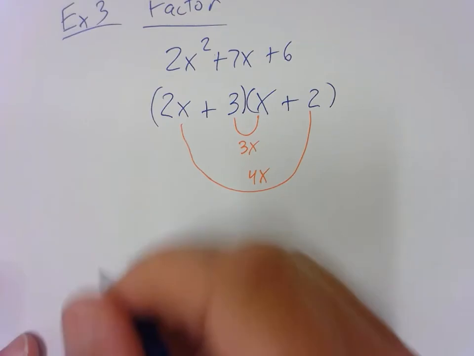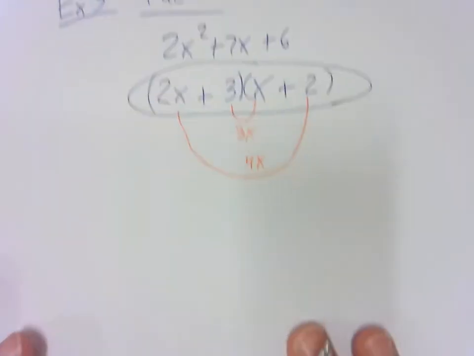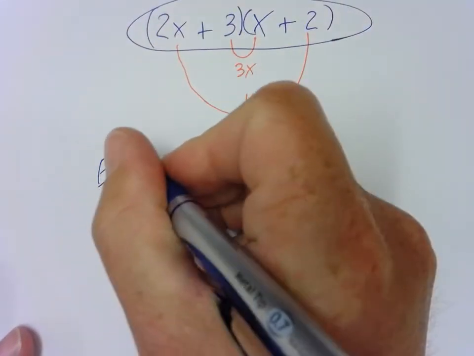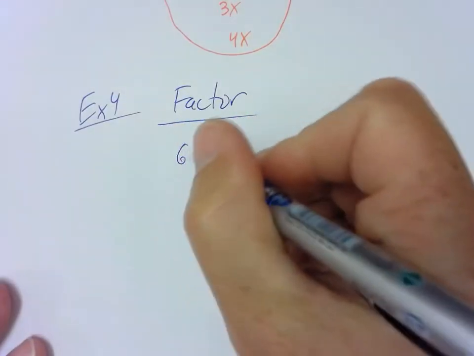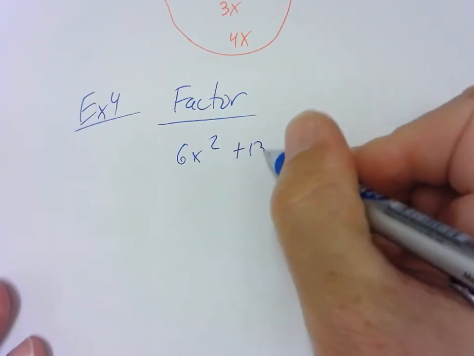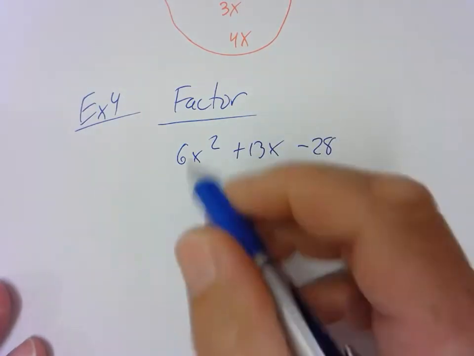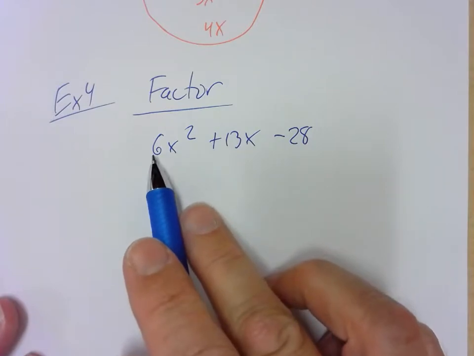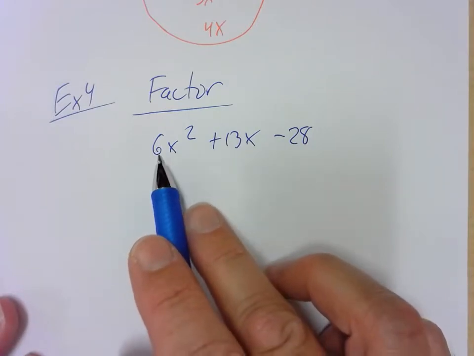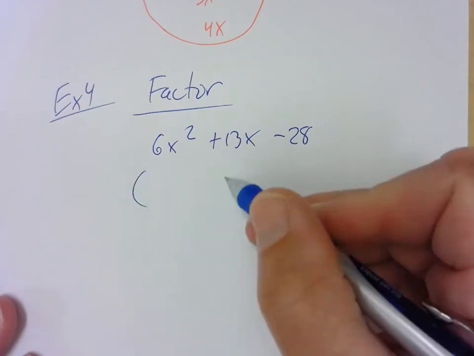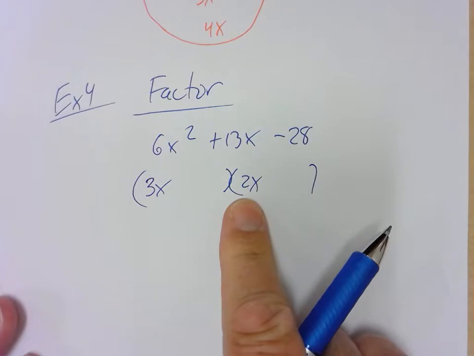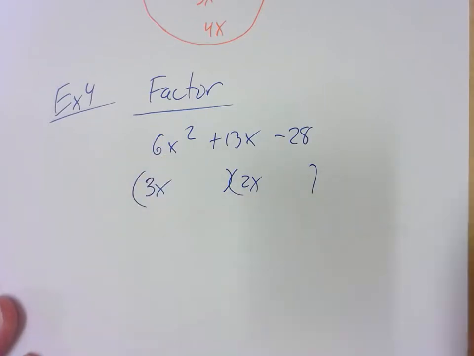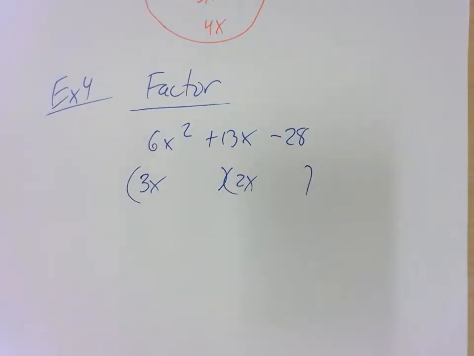All right. Number, and again, this is the answer. Example 4, factor. And this one's going to be 6x squared plus 13x minus 28. Now, this one here is not a prime number. So we have choices for this, and just for the sake of speed, it's 3x and 2x. It could be 6x and 1x, but there's only one unique answer to these. There's only one answer if you factor completely.